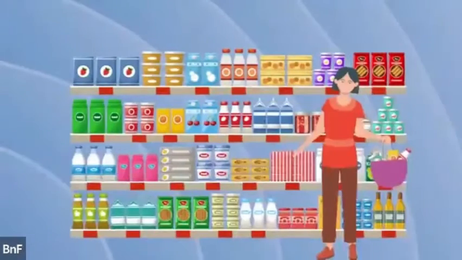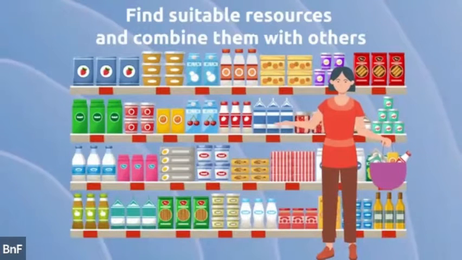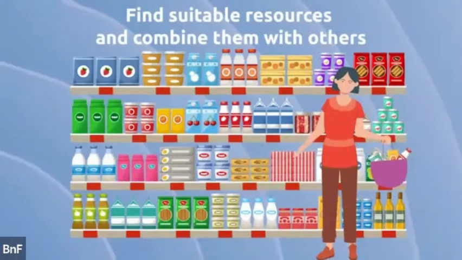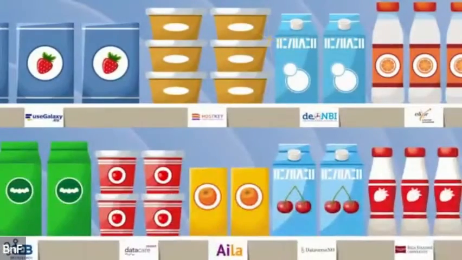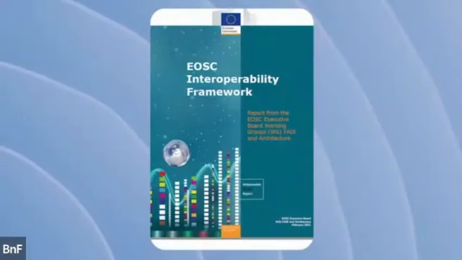For researchers, the main benefit will be the possibility to find resources suitable for their research activity and combine them with resources delivered by different resource providers. For service providers, the main values will be the possibility to increase the visibility of their services or resources and to more easily allow for their composability with other services, thanks to the EOSC interoperability framework.